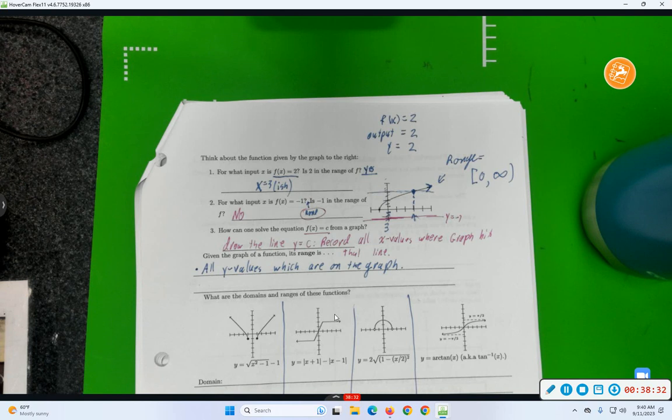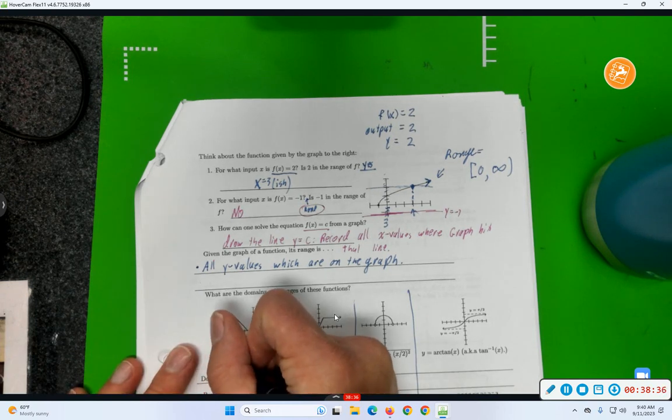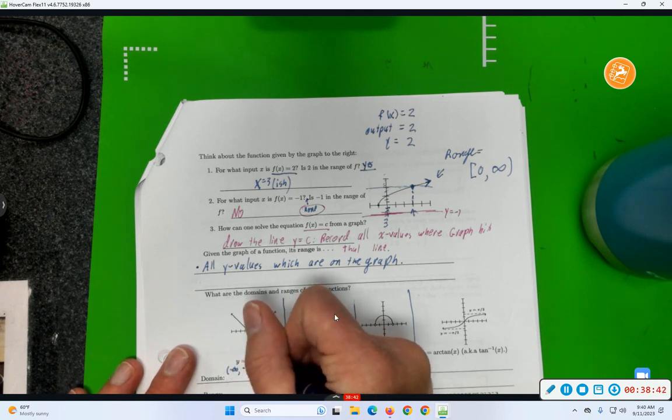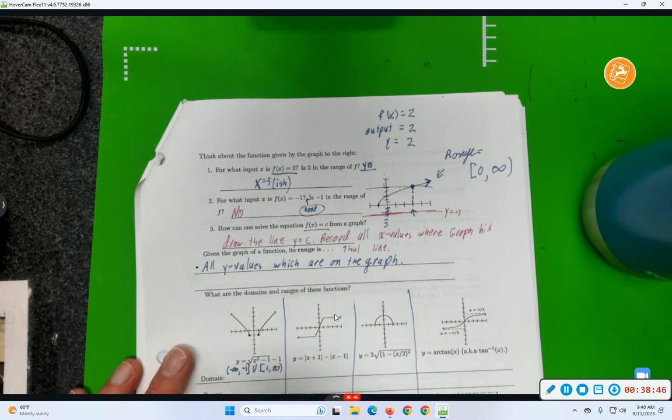Yeah. Parentheses, negative infinity, negative 1, bracket, union, bracket, 1, infinity, parentheses. Cool.